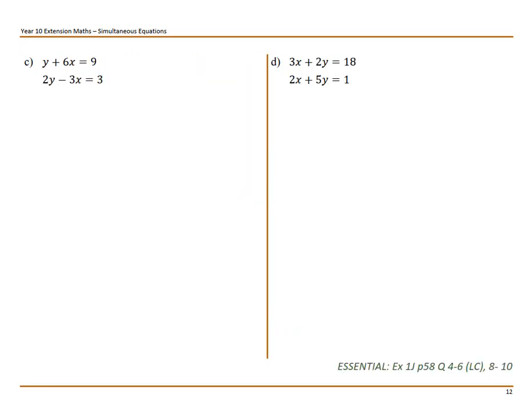Let's look at another one. Here I have y and 2y, 6x and negative 3x. They're not the same. None of the terms are the same. So I have two options. If I label my equations 1 and 2, I can either go for 2y in both equations, or I could go for the 6x in both equations. It doesn't matter which way you go.